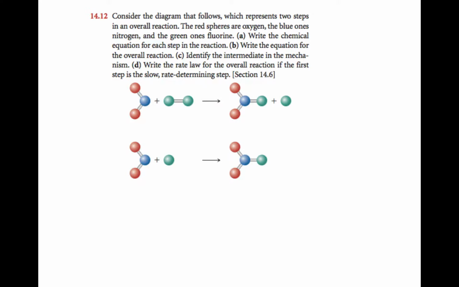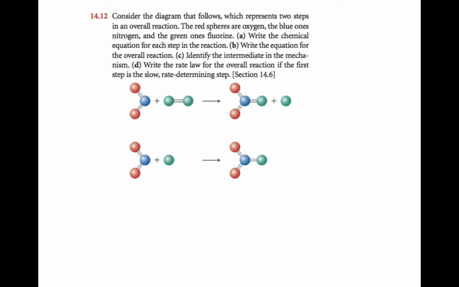Consider the diagram that follows, which represents two steps in an overall reaction. The red spheres are oxygen, the blue ones are nitrogen, and the green ones are fluorine. A, write the equation for each step in the reaction. All right, what this drawing represents is a mechanism for a chemical reaction.